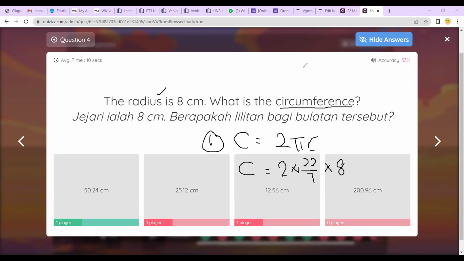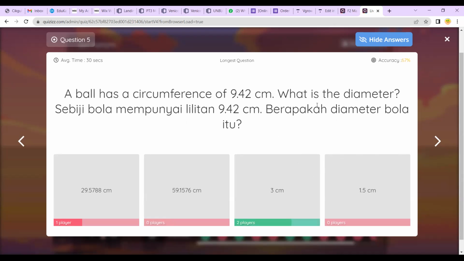Yes, all right. Next, the next one is talking about diameter, right? So again, when we have the circumference, what is the first step? Write down the equation. Circumference, C equal to 2 pi R. So what do we have? Circumference. So you substitute, circumference is on the left side. Substitute 9.42. Okay, 9.42 equal to 2 times pi times radius.